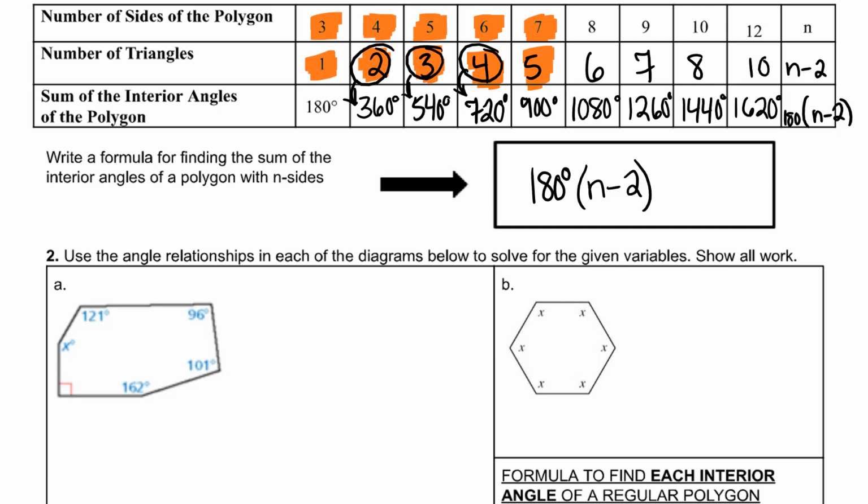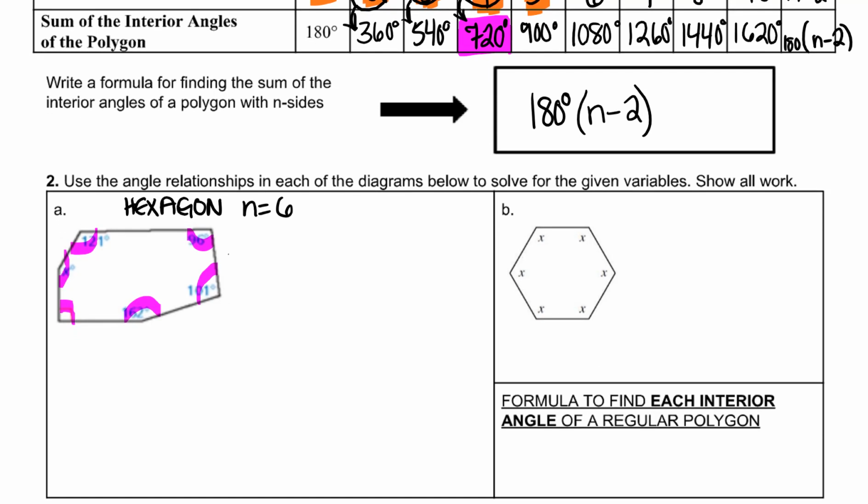Use the angle relationships in each of the diagrams below to solve for the given variables. Ooh, okay, now we're putting this formula to work. So, first of all, what kind of shape do I have? I want to classify it by its number of sides. So I have 1, 2, 3, 4, 5, 6 sides. All right, so what we have here is a hexagon. So the interior angles of a hexagon have a particular sum, and we already have it. Look at this nice little table we've made for ourselves to help us out. Okay, so all the interior angles, these purple angles inside, all add up to 720 because that is the interior angle sum for a hexagon.